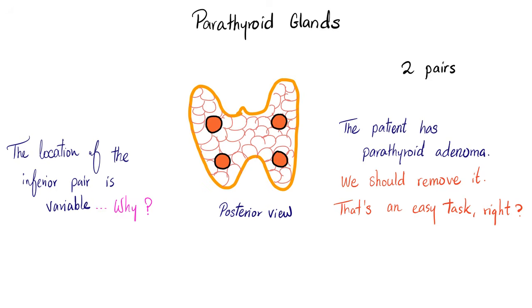You can find it attached to the posterior aspect. You can find them embedded within the tissue of the thyroid. You can even find them outside the thyroid, like not even related to it at all. The poor surgeon has to keep looking throughout the area. Where the flip are these parathyroid glands?